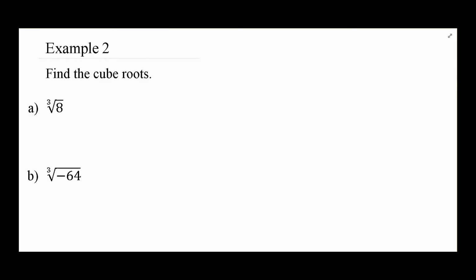So let's look at some examples of finding cube roots. The first question is to find the cube root of 8, which is to say what number times itself 3 times, or what number to the third power equals 8. So let's go ahead and write that out. We're saying what number cubed equals 8. This is what we're asking.